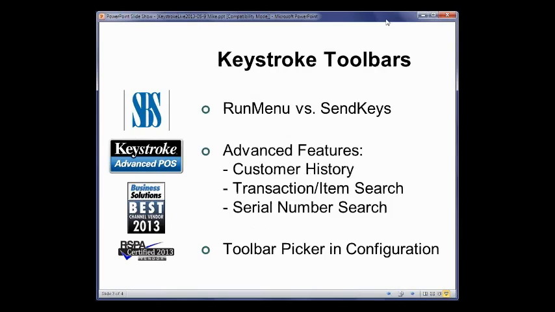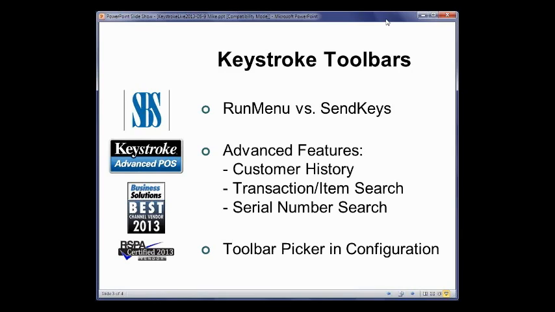Some of the things I'd like to talk about in Keystroke toolbars are some of the basics about differences between the functions of send keys versus the run menu options. In the past, we always used to use the most popular tool, the send keys option, to send a sequence of keystrokes to the program. And depending on where you were at, you might have different results. And so the run menu option is a recommended way of doing almost the same thing as the send keys when you're really just talking about going to different modules or using different menu options, like, for instance, an edit print option and so forth.